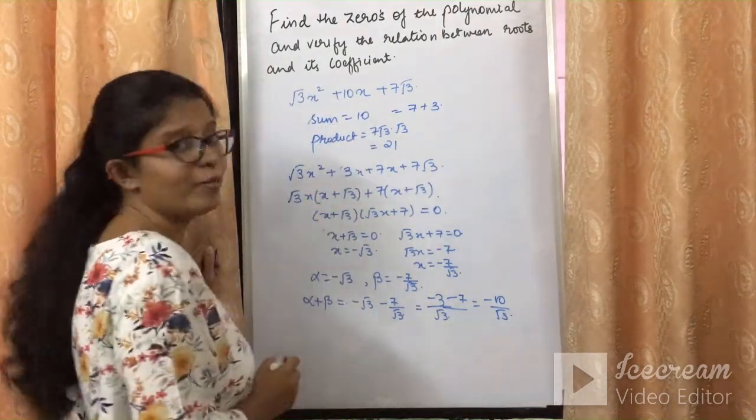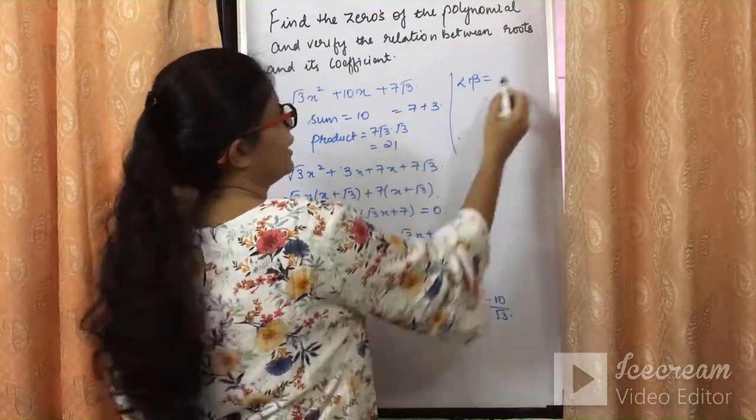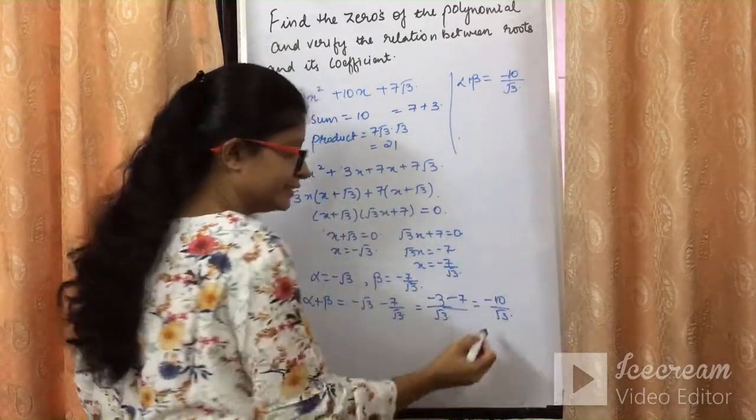And if I take it out directly from the equation, what will be the sum of the zeros? Alpha plus beta क्या होता है? Minus b upon a. What is b? 10. And what is a? Root 3. Is it same?